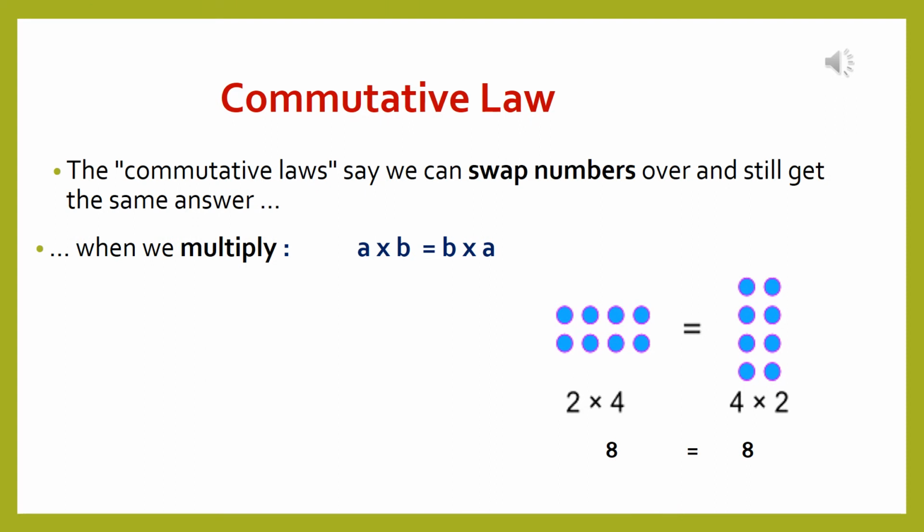In the commutative law of multiplication, the product of two whole numbers remains the same if the order of numbers is changed. Let A and B be two whole numbers, then A times B is equal to B times A. This property is called the commutative property of multiplication, as commuting means changing, replacing, and exchanging. For example, when we multiply 2 with 4, or we multiply 4 with 2, we get the same answer, which is equal to 8.